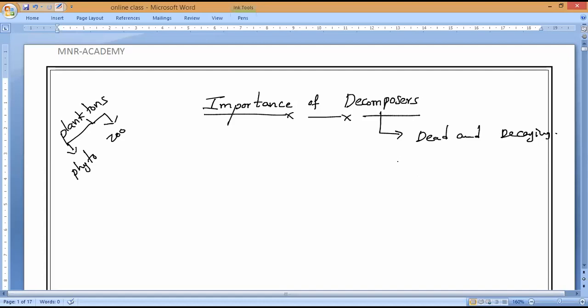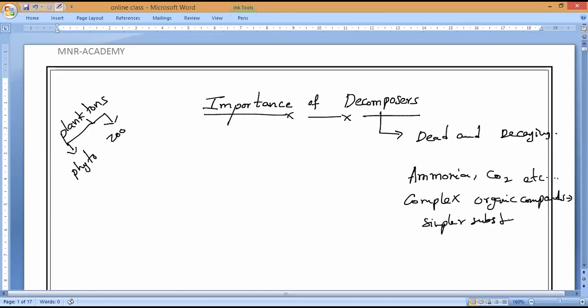What are those components, guys? Anybody? During the conversion, it produces something. That is what I said in yesterday's class. It liberates ammonia, it liberates carbon dioxide and so on, when converting complex organic compounds into simpler substances. So that is what happens.